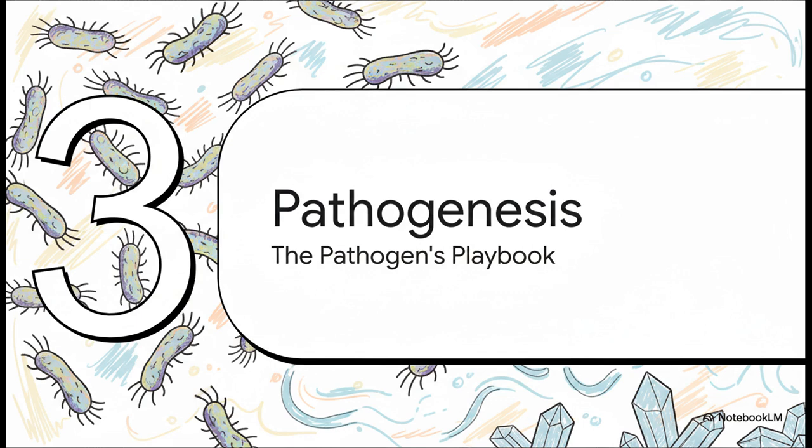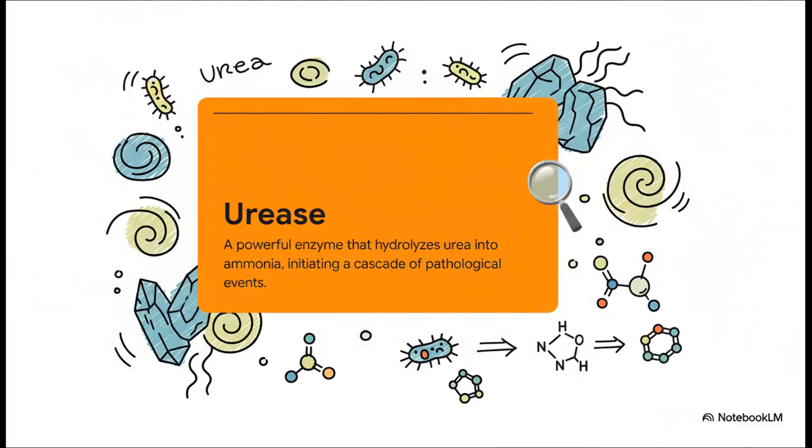How does Proteus vulgaris actually make someone sick? What's its playbook? Its number one weapon, its most formidable tool, is a powerful enzyme called urease. You can think of this single enzyme as the engine driving pretty much everything that goes wrong in a urinary tract infection caused by this bug.